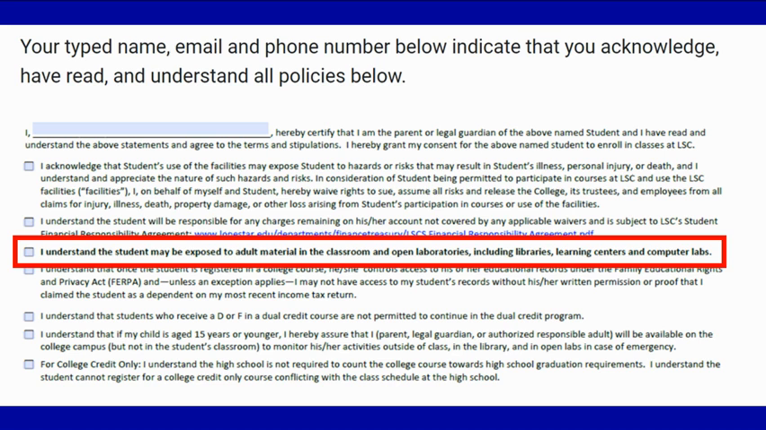When my daughter was taking a Lone Star class, I, as the parent, because she was underage, had to fill out this form and check off these things. One of them says, I understand the student may be exposed to adult material in the classroom, and that certainly applies for this class. We are going to see paintings and sculptures of naked people. We are going to hear about stories of religion, sex, and death.